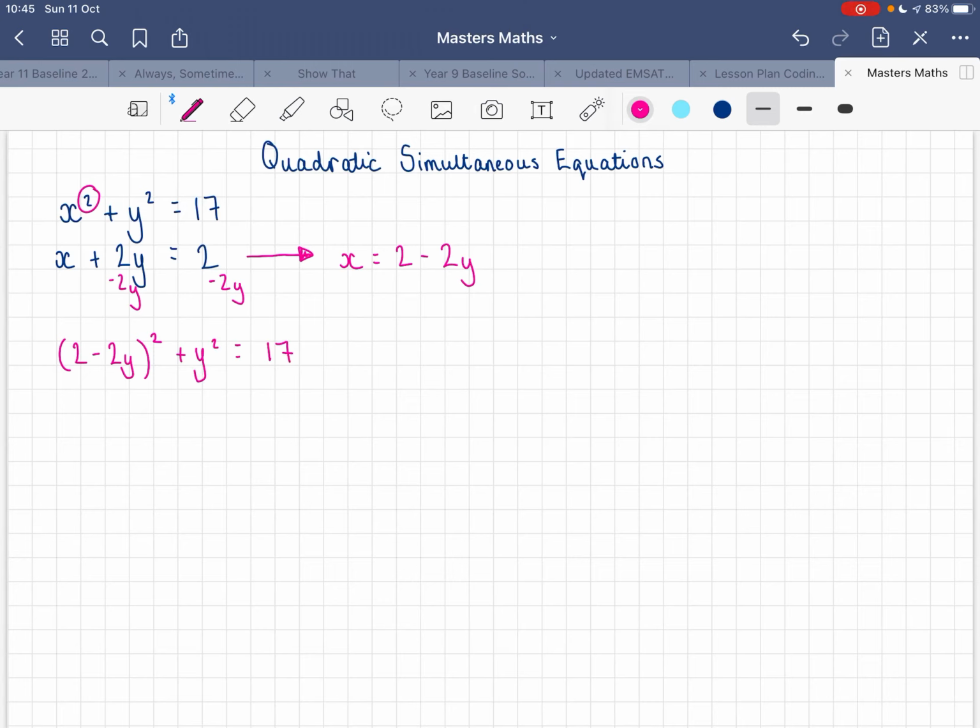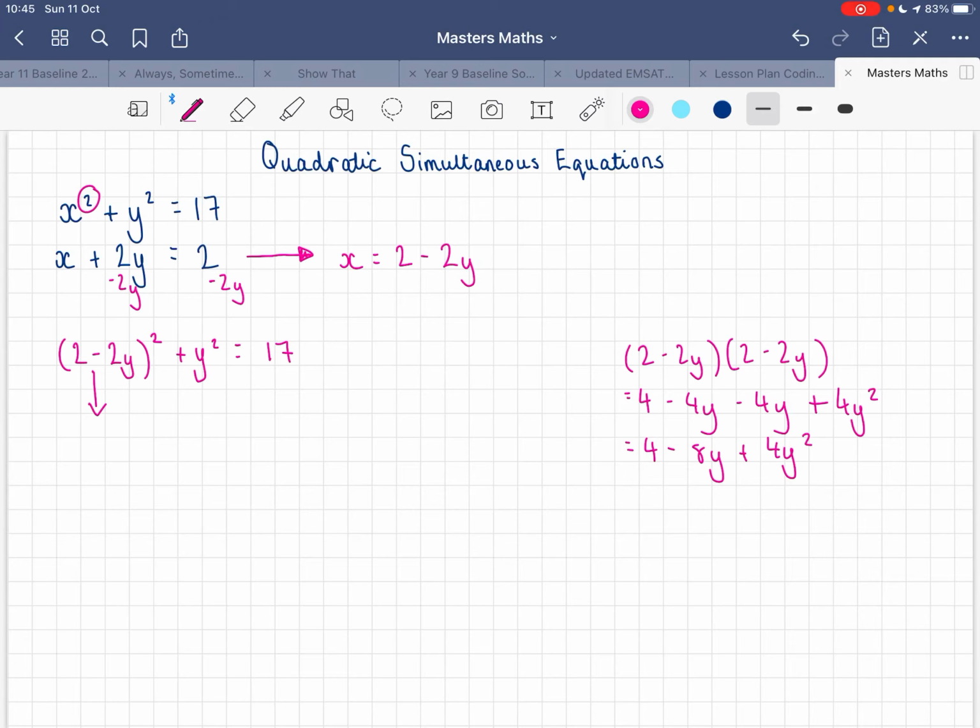I'm going to expand that bracket. I'm going to do it over here out of the way. So I'm expanding it like this. 2 times 2 is 4. 2 times minus 2y is minus 4y. Minus 2y times 2 is minus 4y, and then minus 2y times minus 2y makes positive 4y squared. So if I simplify that first, I get 4 minus 8y plus 4y squared.